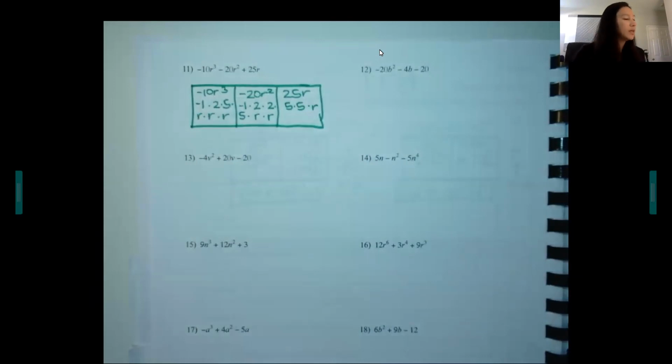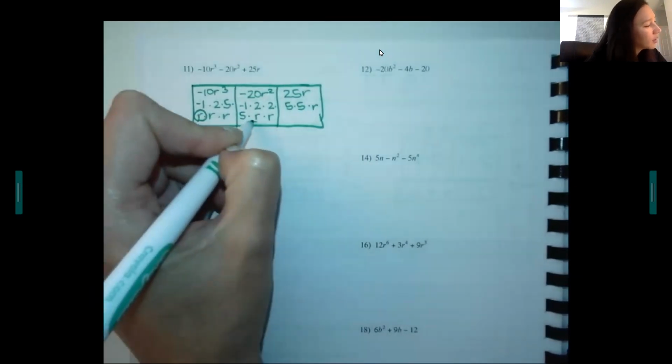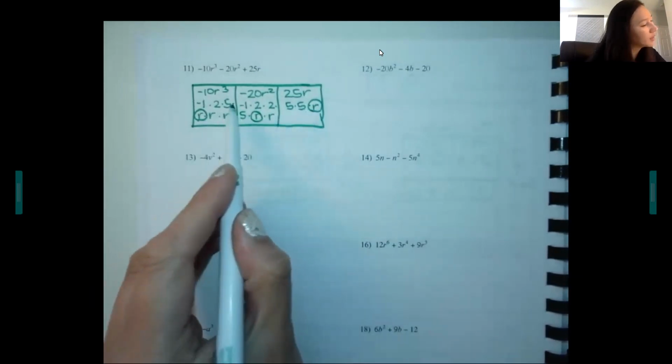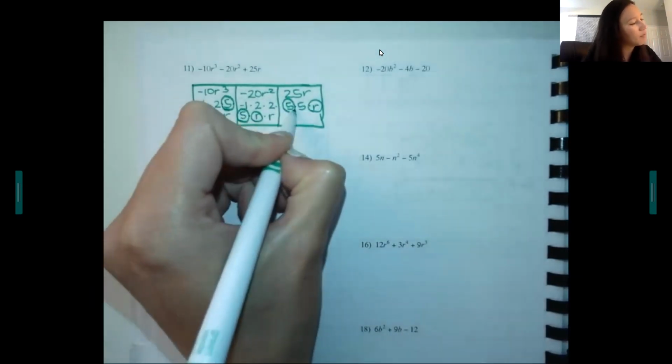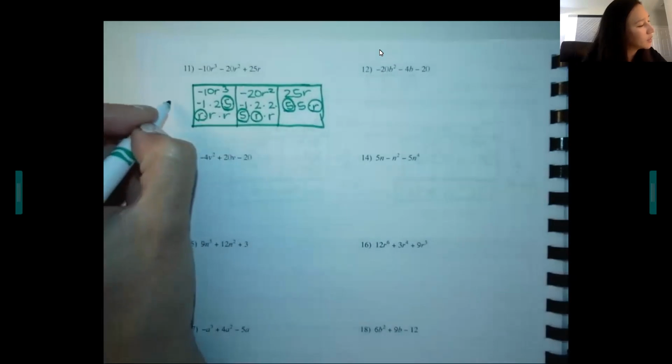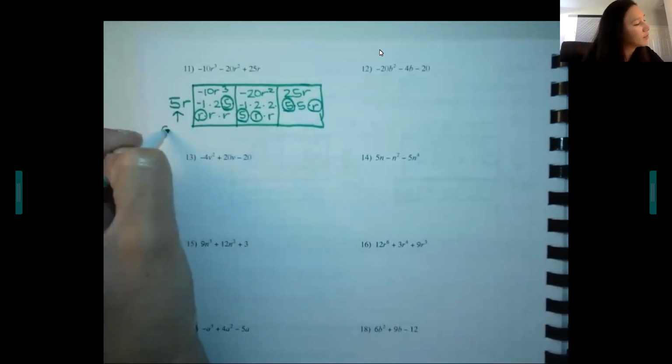And then we're looking for what do these boxes all have in common? They all have an r. And this one only has 5s. And unfortunately, oh, it looks like all of them have 5s. So 5, 5, and 5. So it looks like our greatest common factor is 5r. That's your GCF.